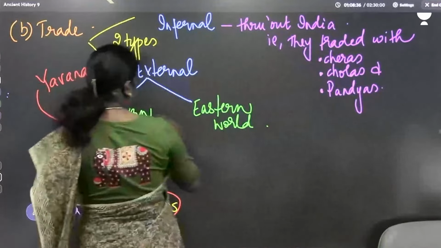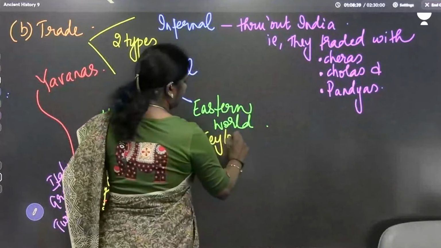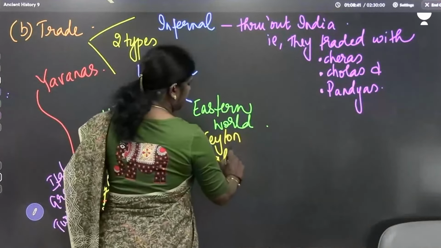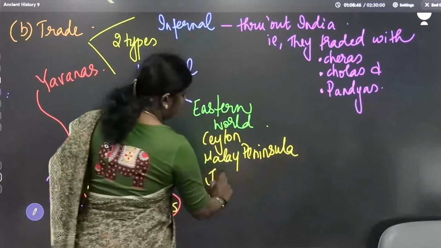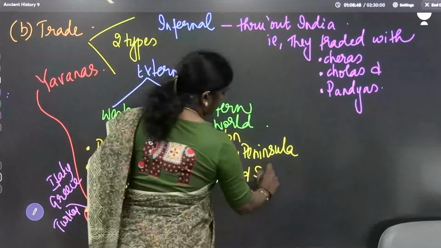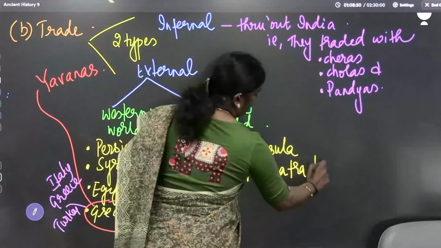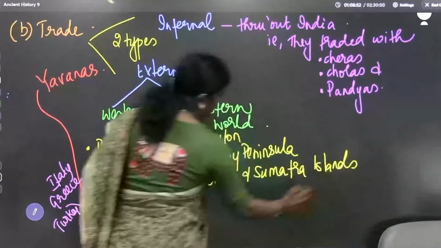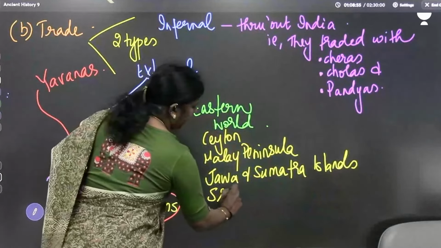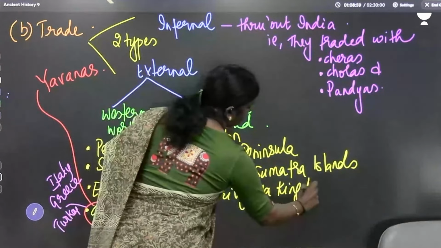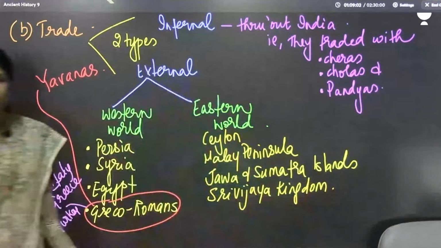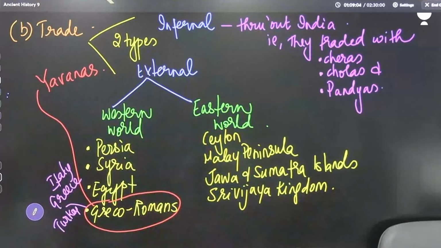Eastern world, whom did they trade with? They traded with Ceylon. They traded with the Malay Peninsula. Aryans did trade with the Java and Sumatra Islands. They traded with the Sri Vijaya Kingdom. So learn the places carefully. They traded with Ceylon, the Malay Peninsula, Java and Sumatra Islands, and the Sri Vijaya Kingdom.